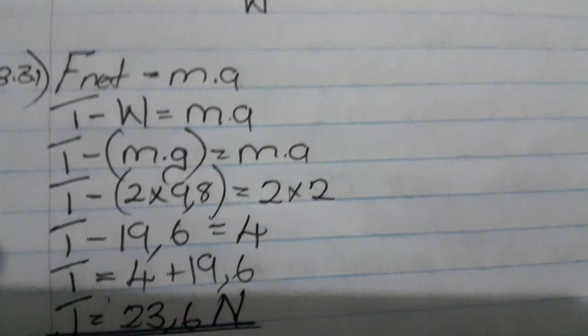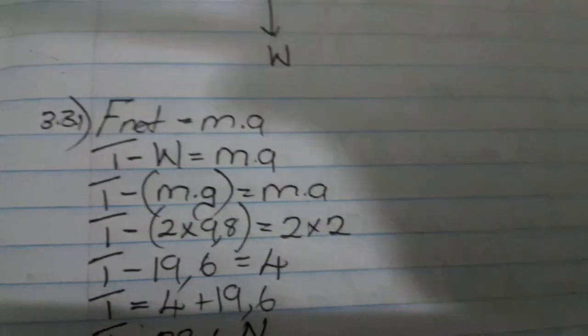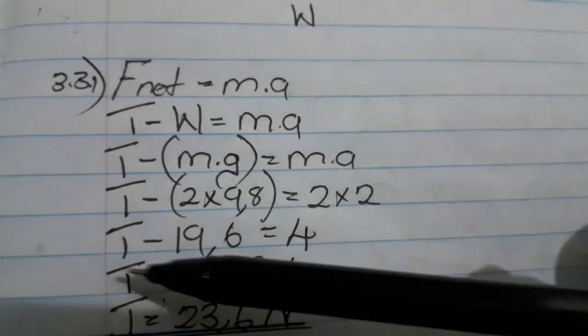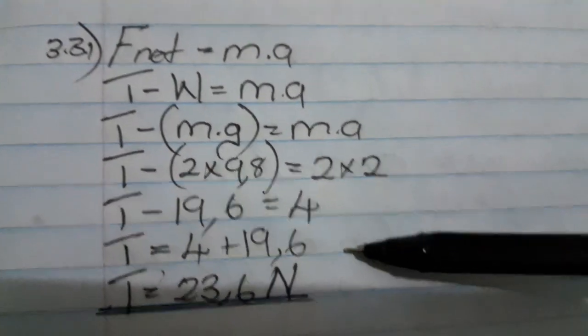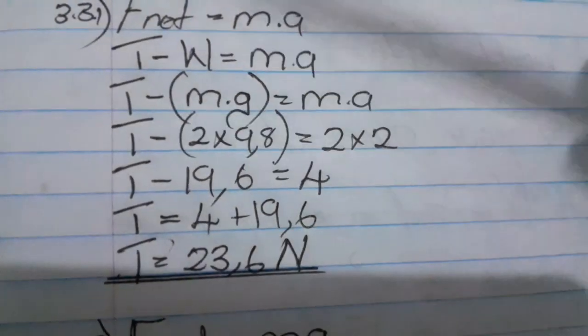The whole system accelerates at the same rate. No part of the system accelerates faster or slower than the other. They all accelerate at 2 meters per second squared. So it's 2 times 2. So now we move on. T minus 19,6 is equal to 4. And then we further move on and say T is equal to, you know your maths, right?